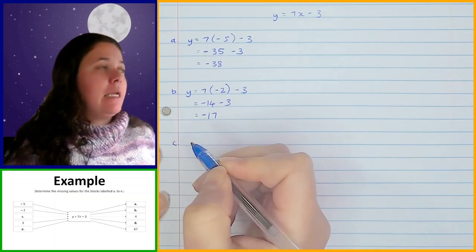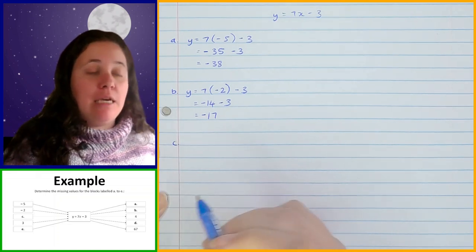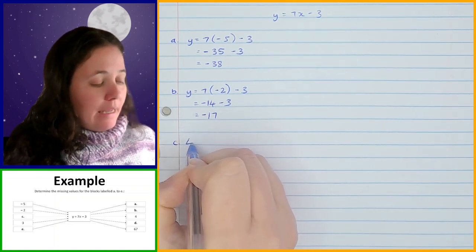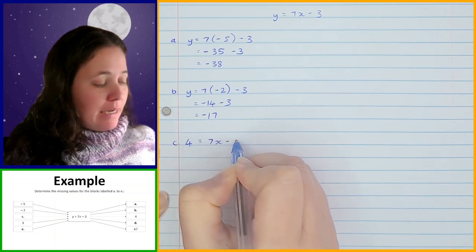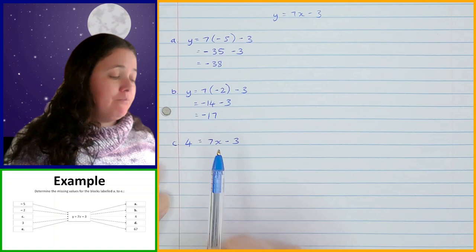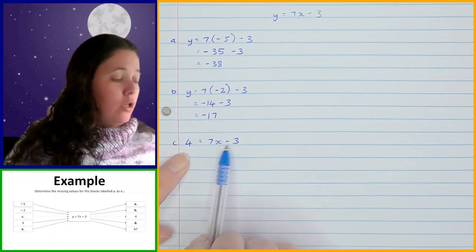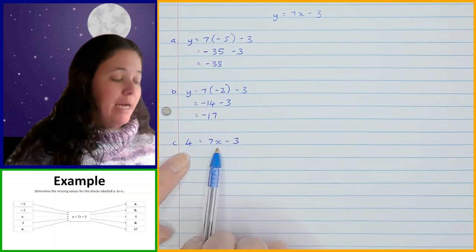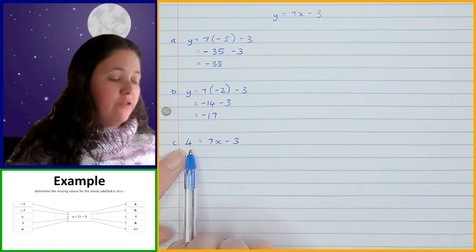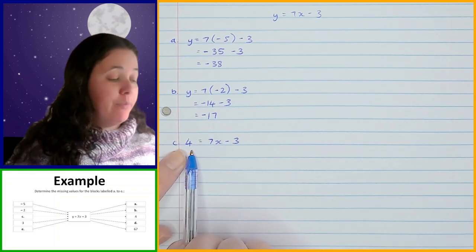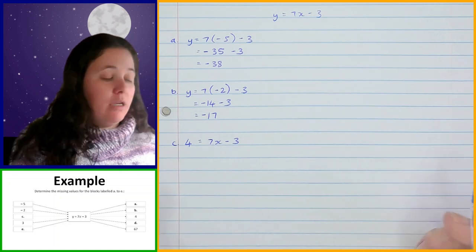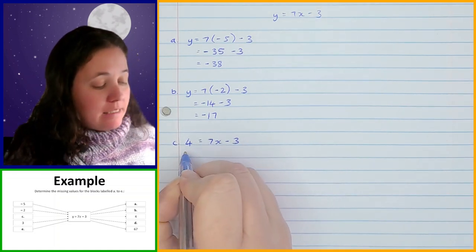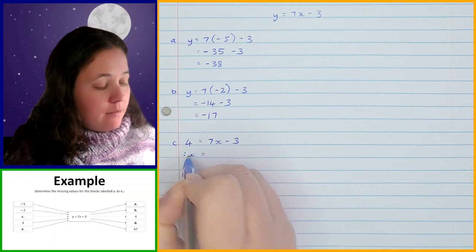For C, now it's a little bit different. This time I've been given the output, so I'm going to replace y with 4, and I need to work out what x is. So I've got 4 equals 7x minus 3. If 7 times something minus 3 is 4, what would this have been before I subtracted the 3? It would have been 7. So 7 times something would have to give me 7. So 7 times what is 7? 7 times 1 is 7. That means that x must be 1.